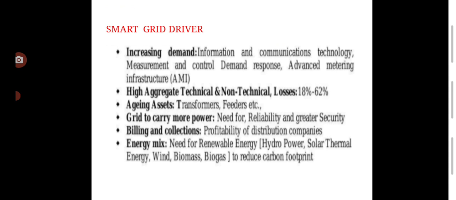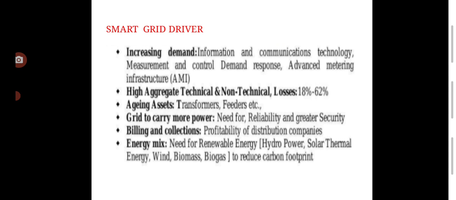Then smart grid drivers. This is one of the important headings. Under the smart grid drivers, the first one is the increasing demand, which implies information and communication technology, measurement and controlled demand response, and advanced metering infrastructure, that is AMI, which implies the increasing demands.